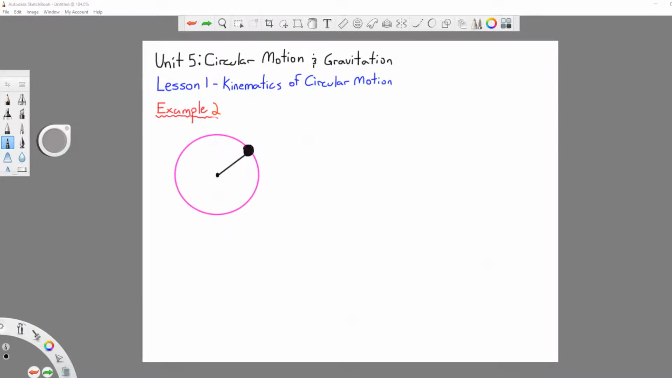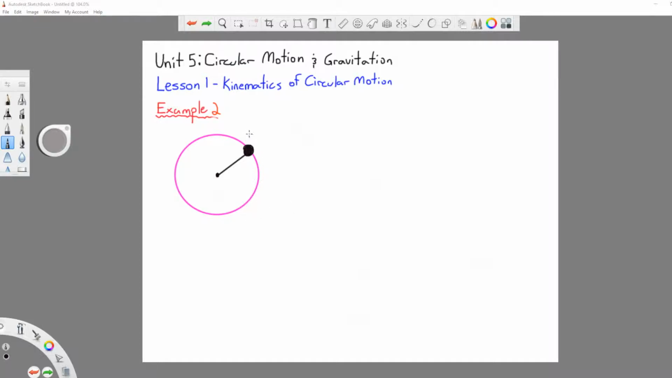All right, and welcome to Unit 5, Circular Motion and Gravitation, Lesson number 1, Kinematics of Circular Motion, example number 2. Now, before we jump into this example question, like I mentioned in video number 1 of this series, I am going to be discussing some mechanics of centripetal acceleration. Now, centripetal acceleration has some themes, and we're going to use it fairly similarly to acceleration previously. There's just a couple special rules around centripetal acceleration.